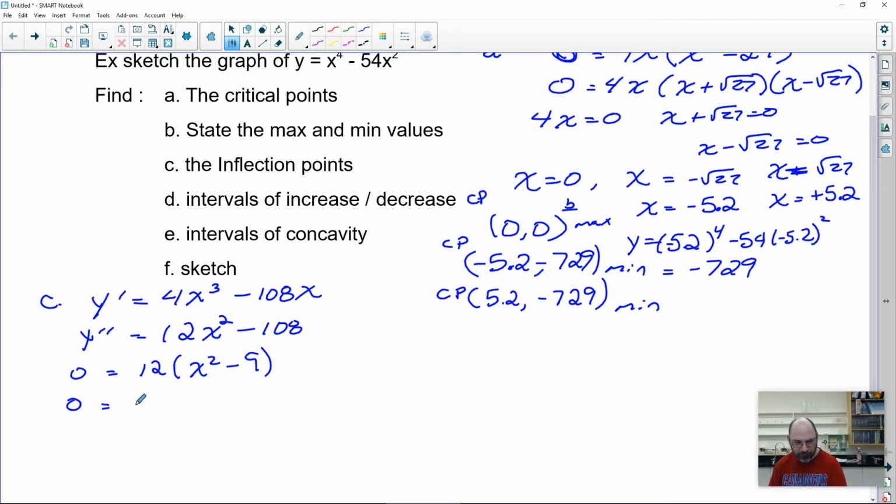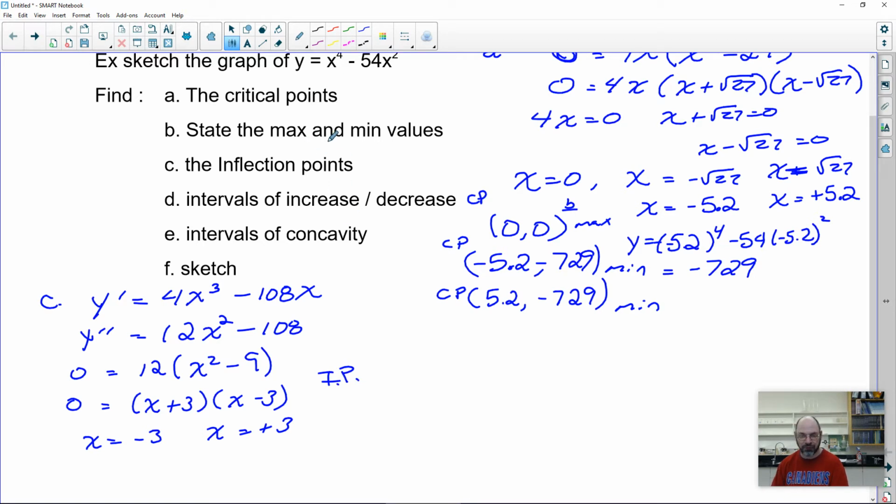Divide out the 12, and then factor: x plus 3, x minus 3. That's not an inflection point because there's no x out front, or let's see, there's no x out front. So we've got x equals negative 3 and x equals positive 3 as inflection points.